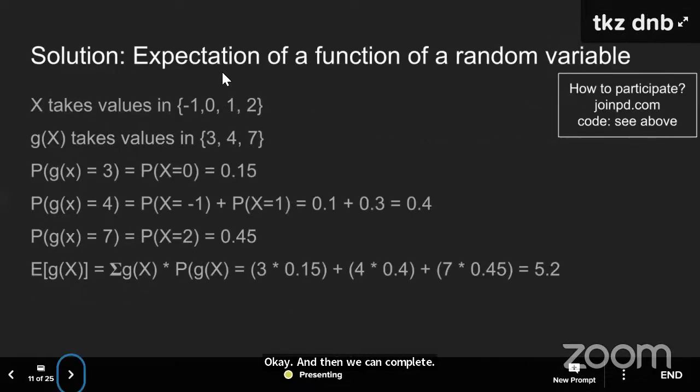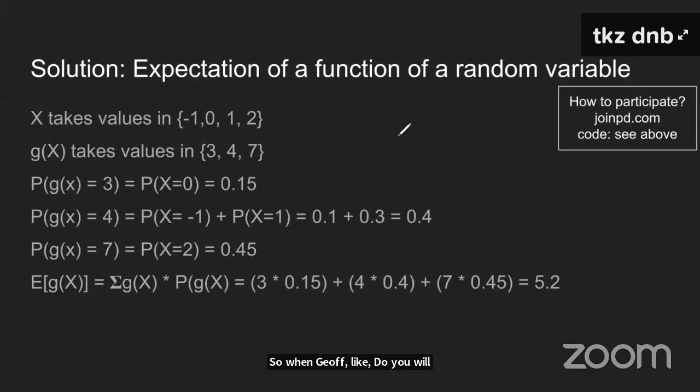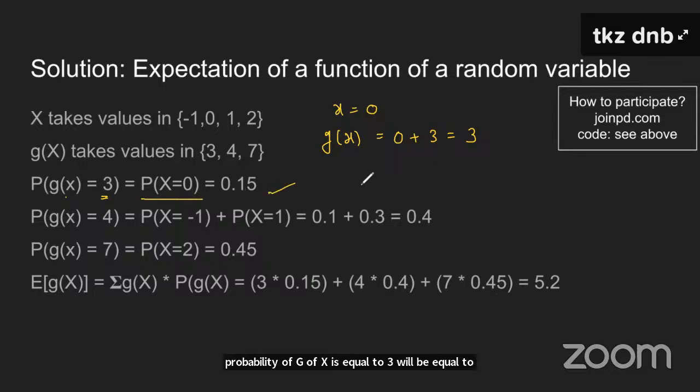So, g of x will take the value 3. The probability that g of x is equal to 3: when x was equal to 0, g of x was equal to 0 plus 3, which is 3. So the probability of g of x equal to 3 will be equal to the probability of x equal to 0, which is already given in the table as 0.15.